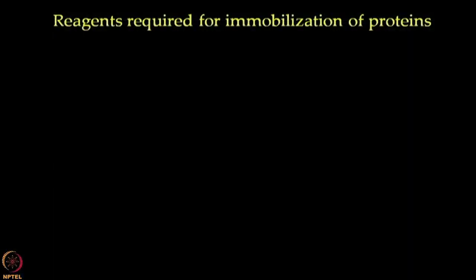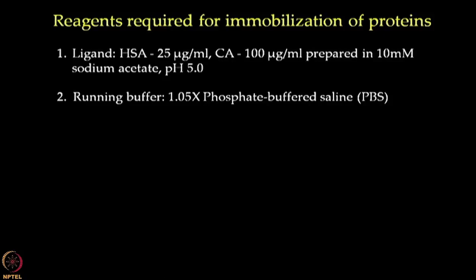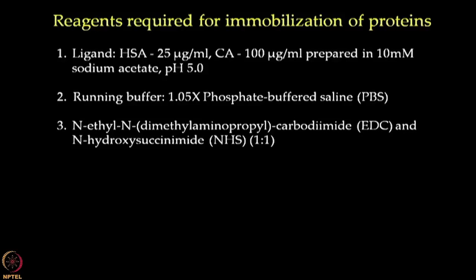As per the volumes listed on the table, we will now prepare buffers and reagents required for immobilization of these two proteins on the sensor chip. The proteins are prepared at a working concentration of 25 microgram per ml for human serum albumin and 100 microgram per ml of carbonic anhydrase using an immobilization buffer of pH 5. We will be using 1x PBS buffer as the running buffer, which will be connected to the system followed by priming. EDC and NHS as prepared and suggested in the amine coupling kit for surface activation will be used in 1:1 ratio.